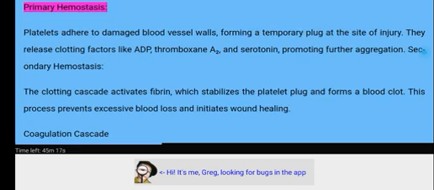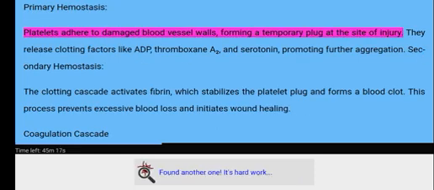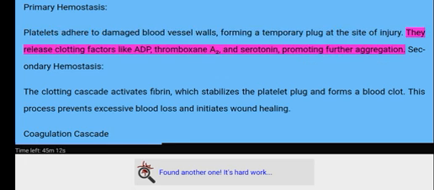Function of platelets. Primary hemostasis. Platelets adhere to damaged blood vessel walls, forming a temporary plug at the site of injury. They release clotting factors like ADP, thromboxane A2, and serotonin, promoting further aggregation.